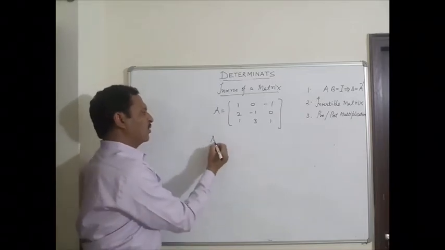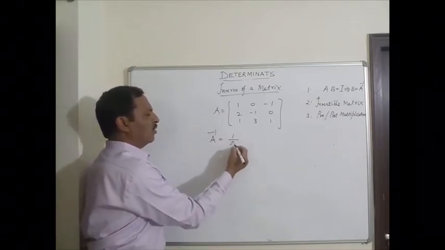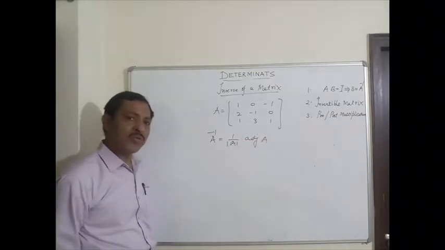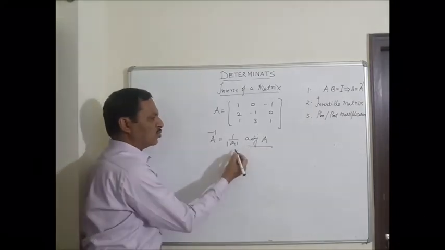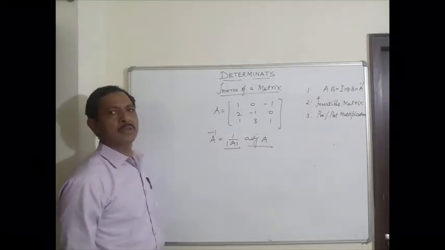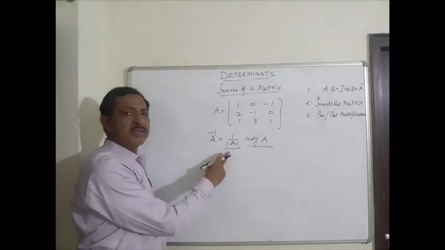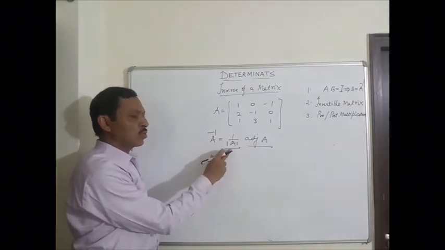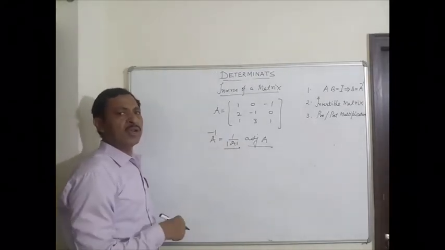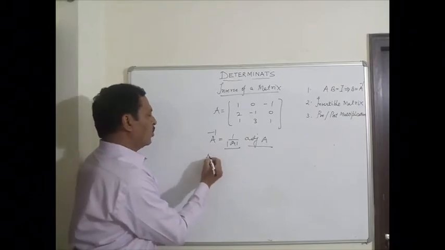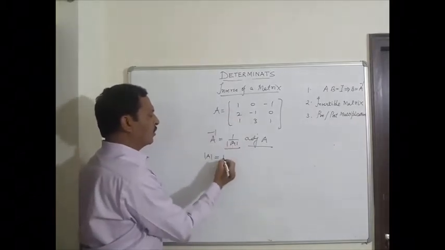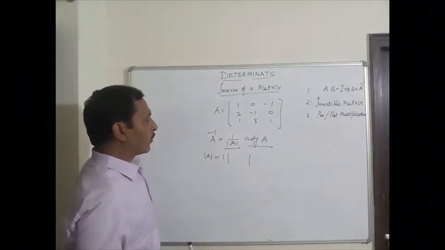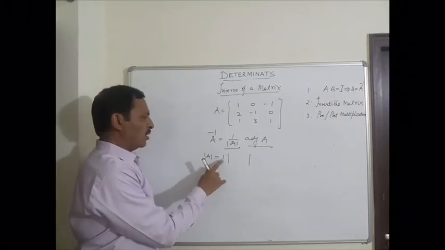What does the inverse say? A inverse is equal to 1 upon the value of the determinant into the adjoint of A. What should I find first? Should I find the adjoint of A first or the value of the determinant first? I should find the value of the determinant first to check whether the matrix is invertible or not. Its determinant answer should not be 0, that is, it should be a non-singular matrix. So what is the value of determinant A? Let's check. How do we find this value of the determinant?